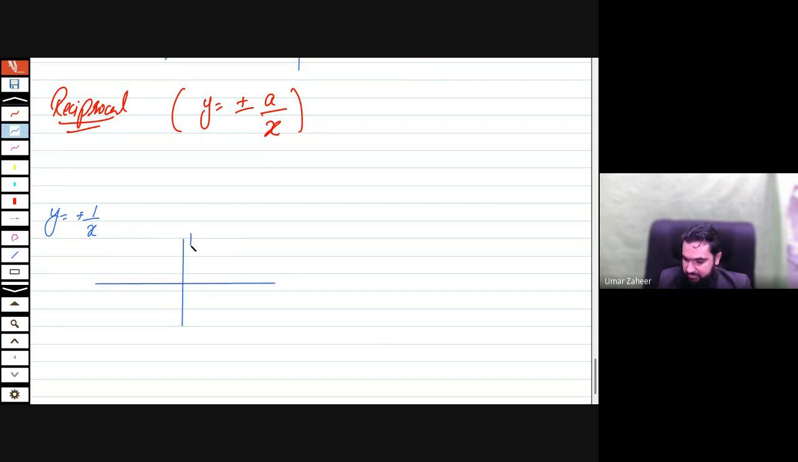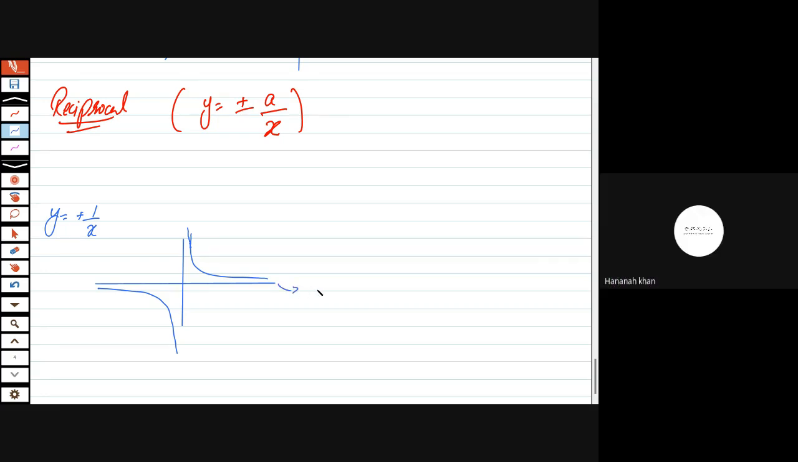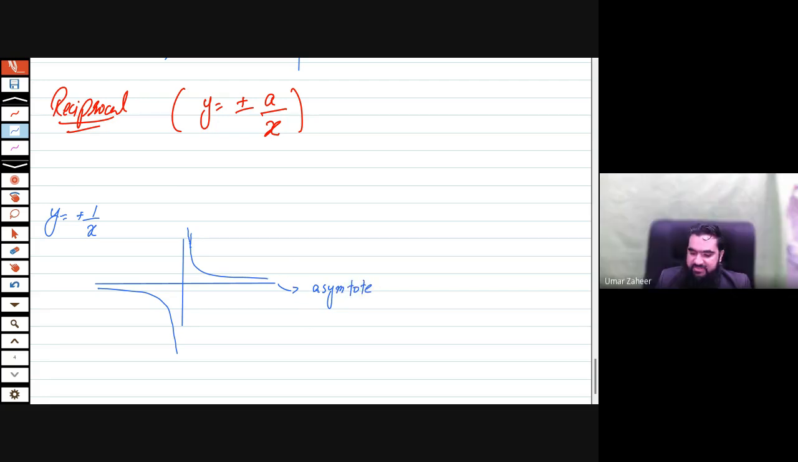The graph will be in the first quadrant like this, and in the third quadrant. It is going to be the asymptote. Asymptote line we have done in the tan graph means our graph is going to be closer to the y-axis, but it will never touch it. It is going to be close to the y-axis. So that line is known as asymptote. The x-axis is an asymptote as well as the y-axis is an asymptote as well in this case. X asymptote and y asymptote.